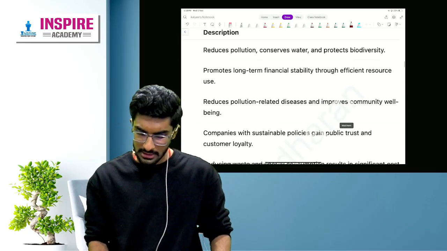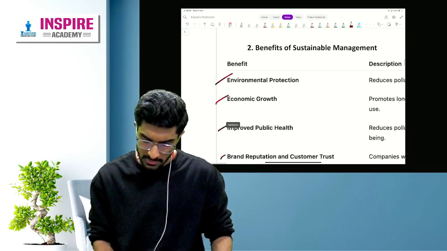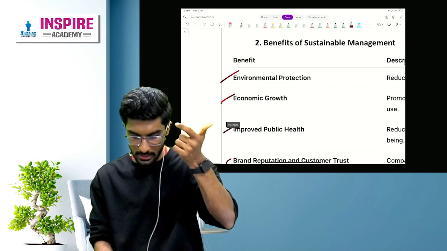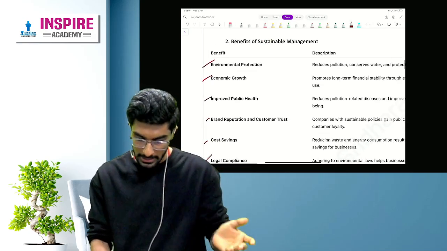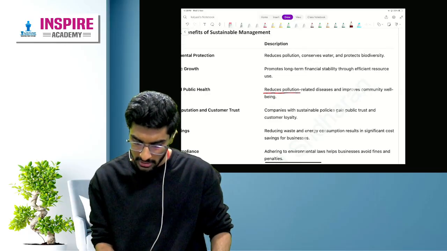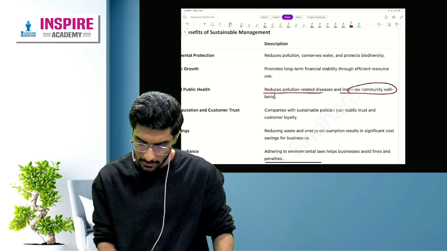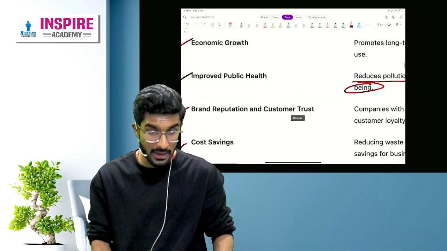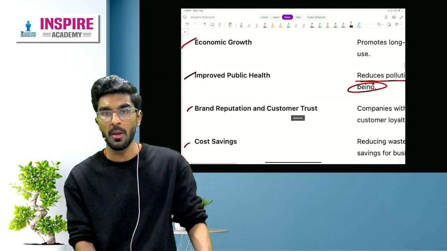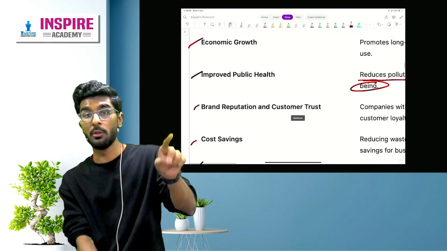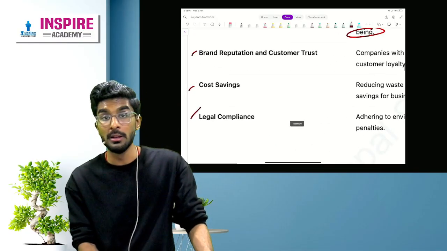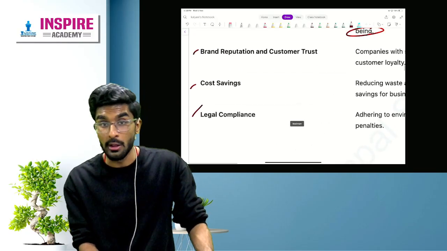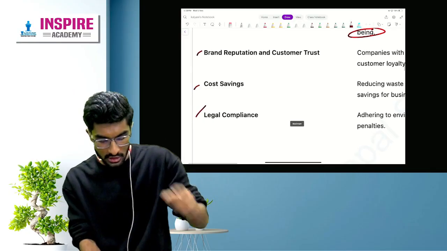Reducing pollution, conserves water and protects biodiversity. That means what? Environment is obviously growing. Number two is economic growth is also there. Next is improved public health. Reduces pollution related diseases and improves community well-being. If you are not polluting the environment, the health of the people around you will improve. Yes or no? And because of that, people will trust your brand and your reputation will also increase drastically.